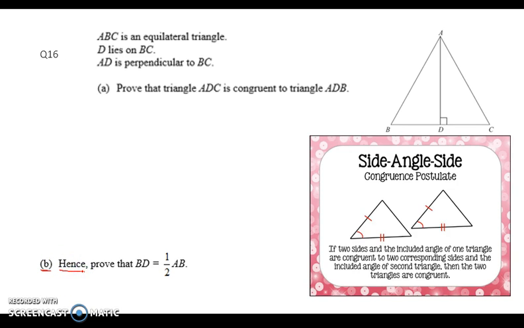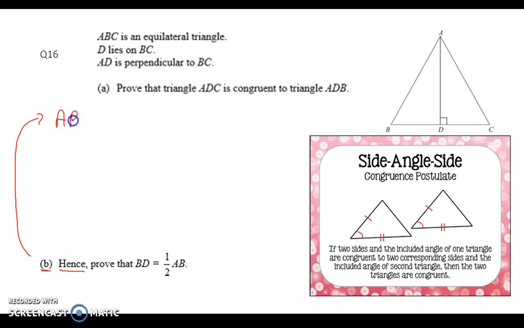Now in maths problems, hence means you've just done something in the previous part that's going to help you. So we proved that these two triangles were congruent in the previous part of this question on the previous video. So we're going to use that idea. So what we could say is, well, we know that this is an equilateral triangle, so I'm going to work up here.